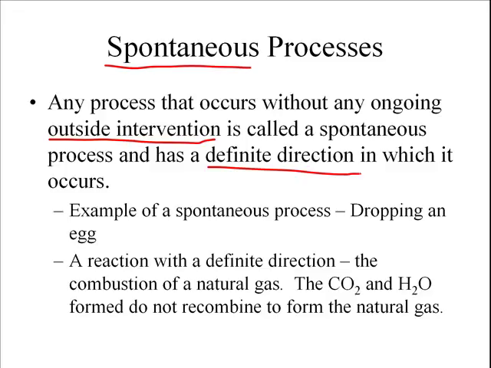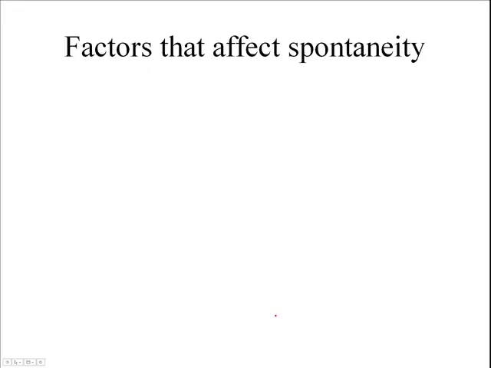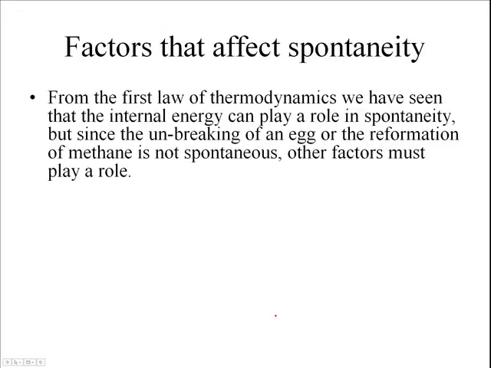Another example, one that has a definite direction, is when you burn natural gas, which is mostly methane. When you burn methane in air, CO2 and H2O are produced. The important part is that it has a definite direction; it does not go backwards to reform the natural gas again. So a spontaneous process is most of what we're going to be talking about in this chapter. We're going to be able to determine mathematically whether a reaction is going to be spontaneous or not spontaneous. We're going to talk first of all about the factors.